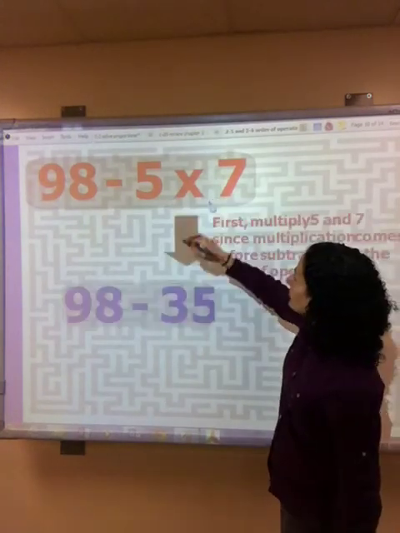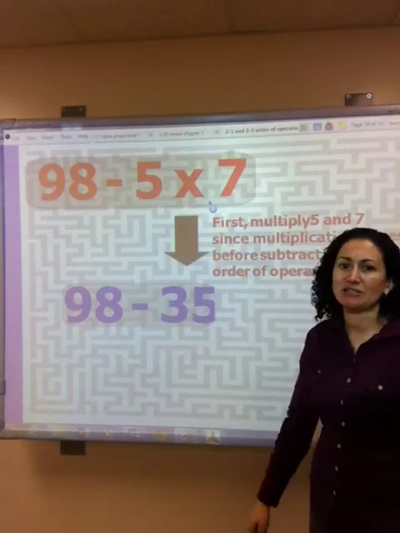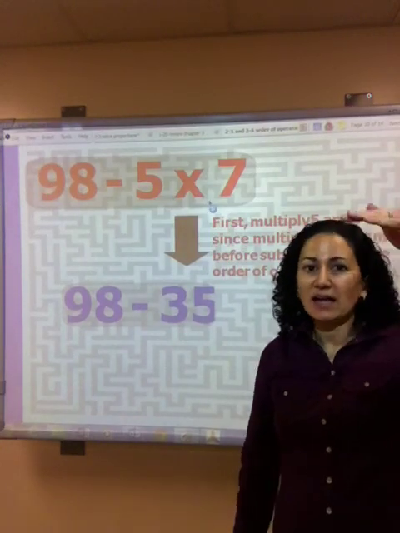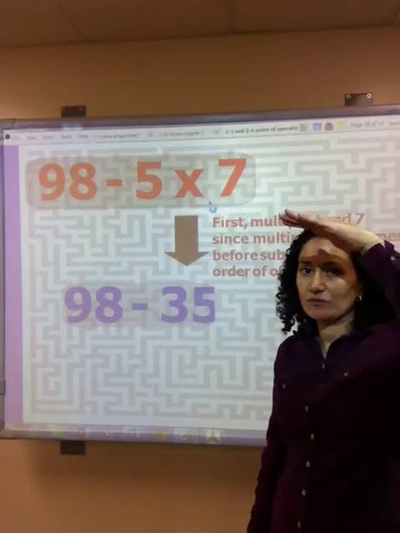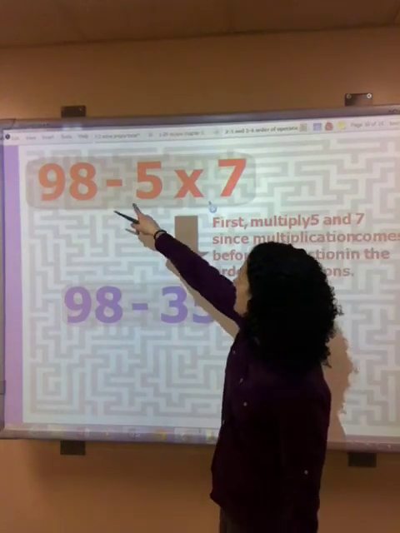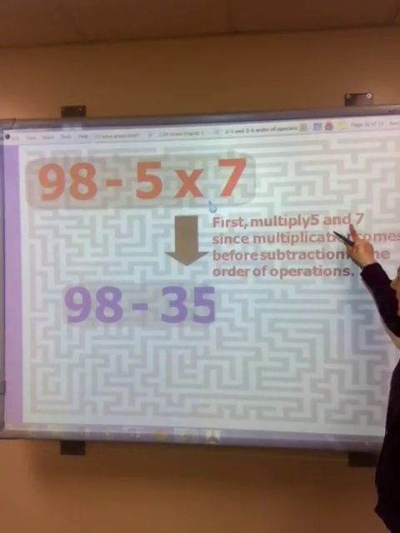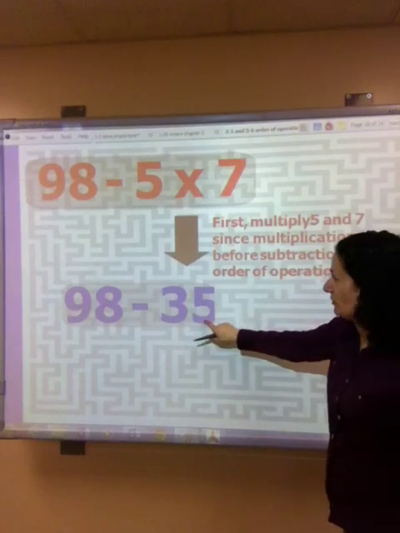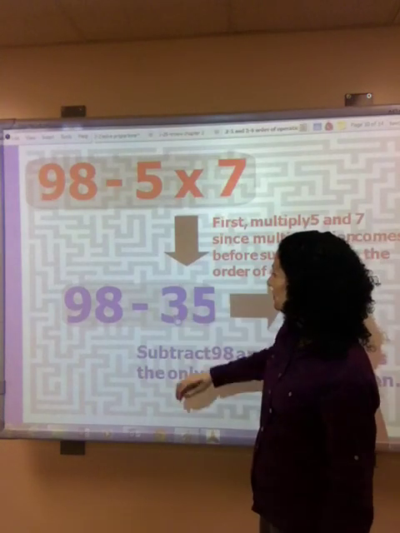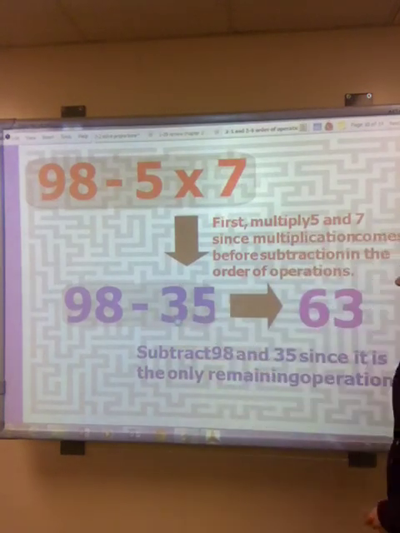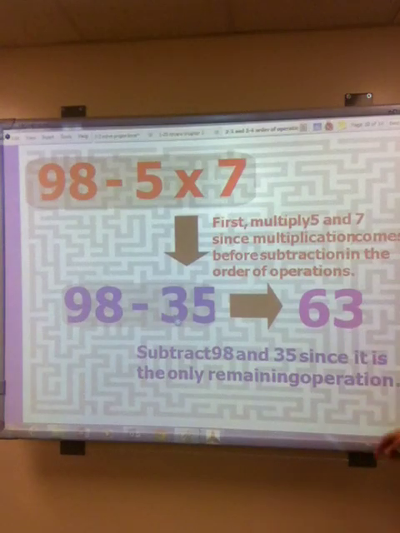So the first thing I'm going to do here is the multiplication, because multiplication is higher up in the importance level in order of operation than subtraction. First multiply 5 and 7. That gets you 35, which leaves you with one more operation of 98 minus 35, and that gives you 63.